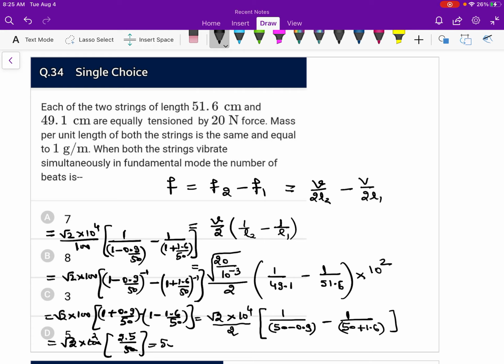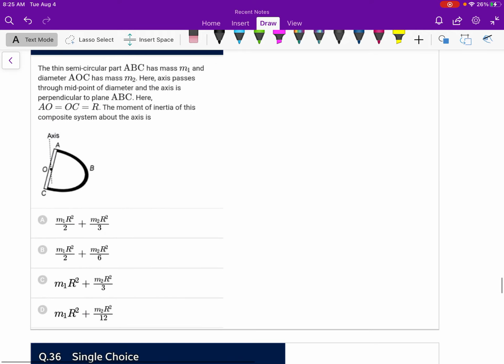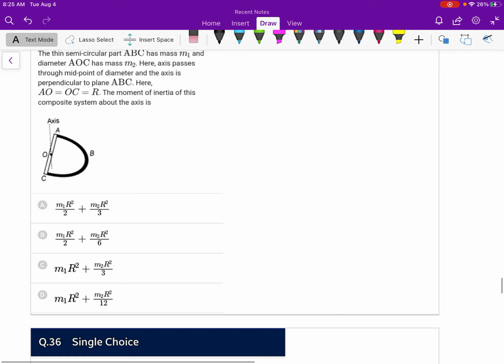52 is 100, so this is 5 root 2, which is 7. So a lot of calculation. So my advice is to better leave the question in the first go. You can come again if you are able to save time.